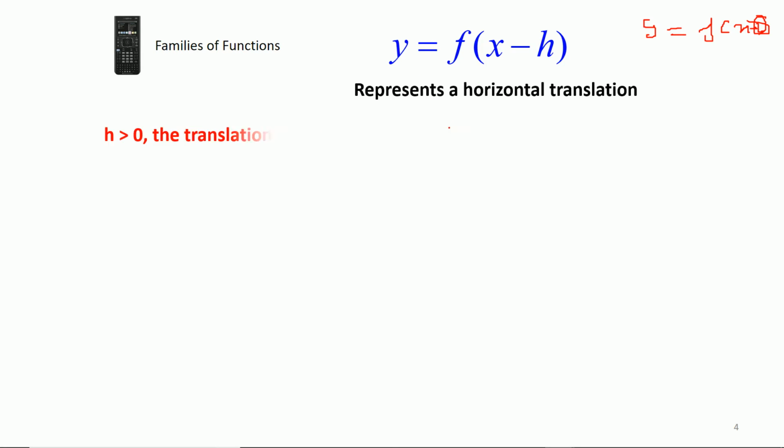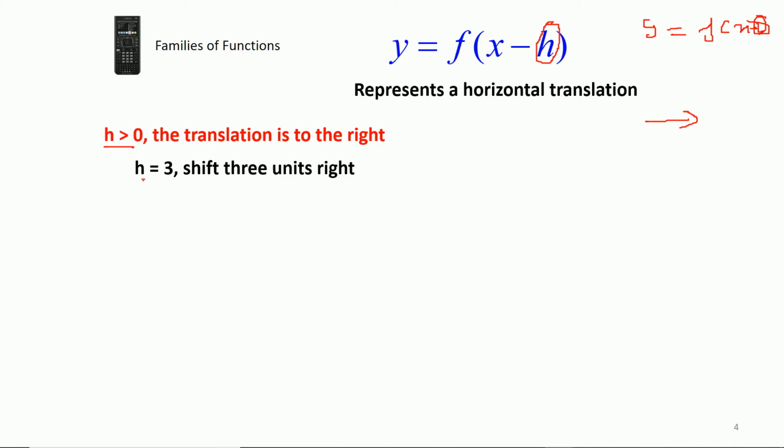There was x and h was subtracted. So if h is greater than 0, the translation is to the right. That means if you put h equal to 3, then you need to shift 3 units to the right because it's a translation to the right. So you have to shift it to the right 3 units.